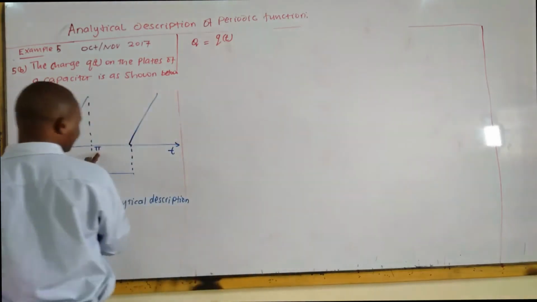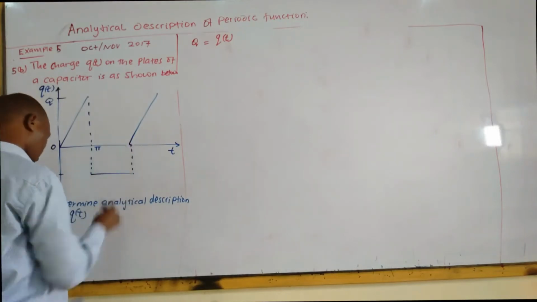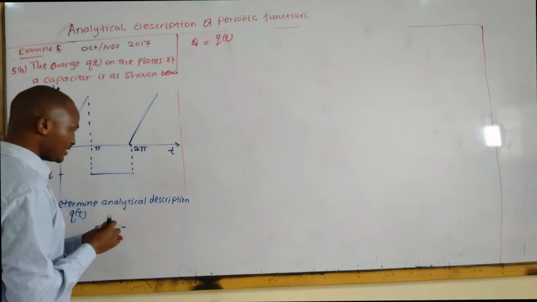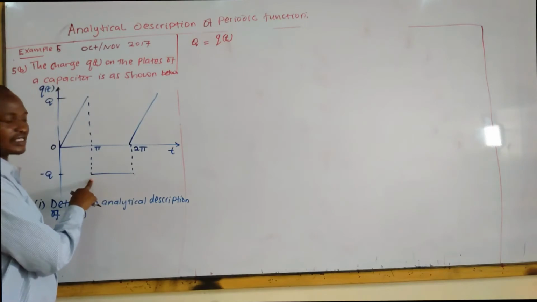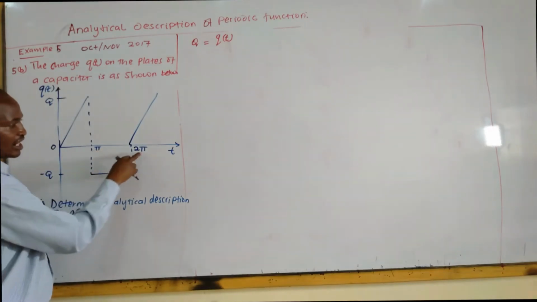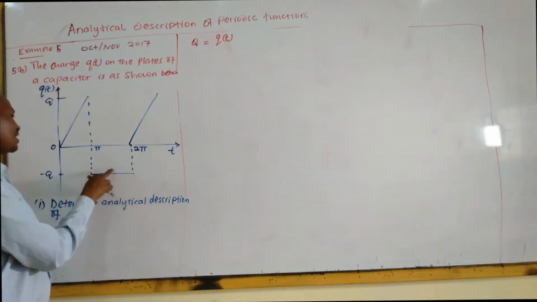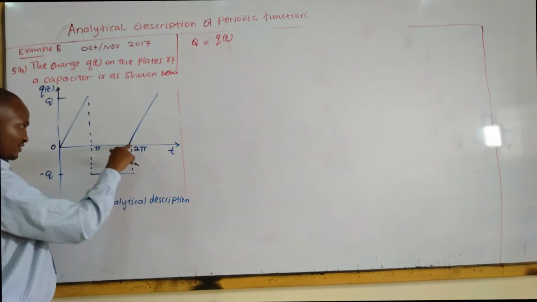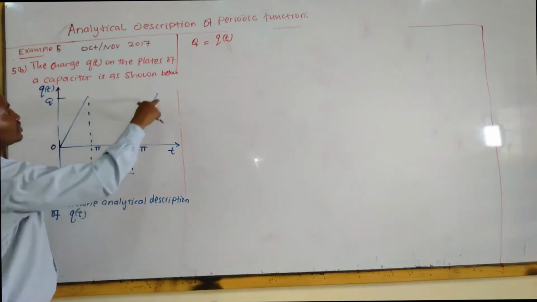Then from pi to 2 pi radians, the charge remains fixed at negative Q. Between pi and 2 pi, the charge remains at negative Q. Then at 2 pi, the charge starts increasing from 0 coulombs to Q.